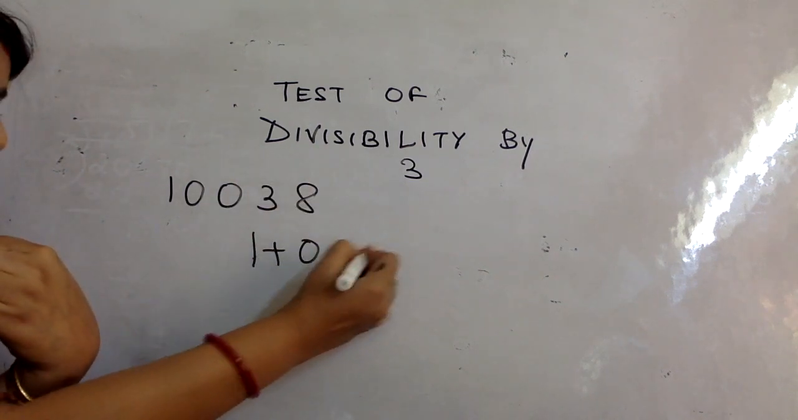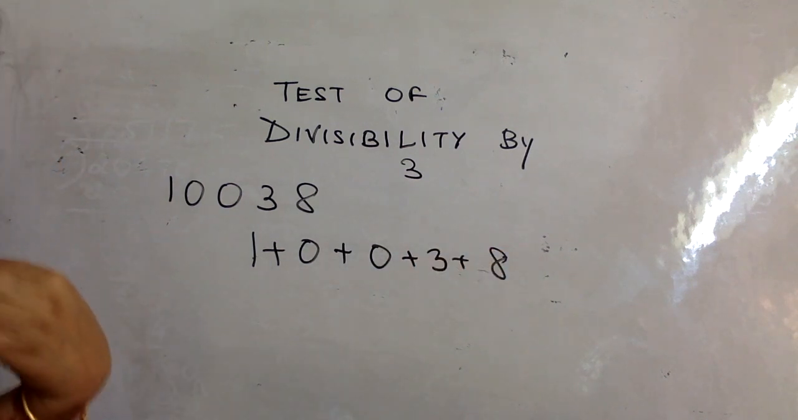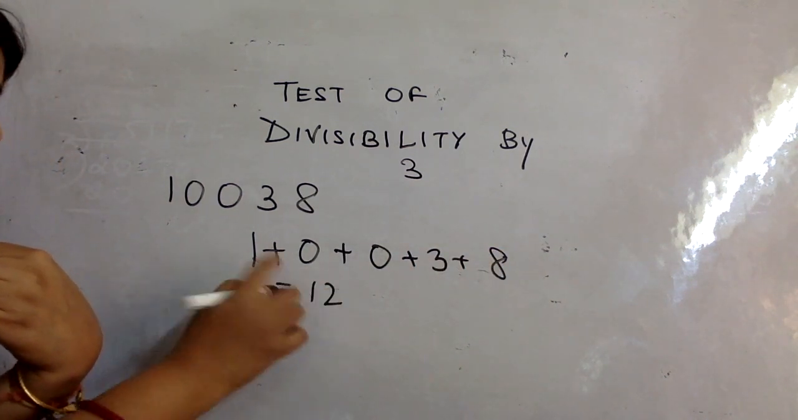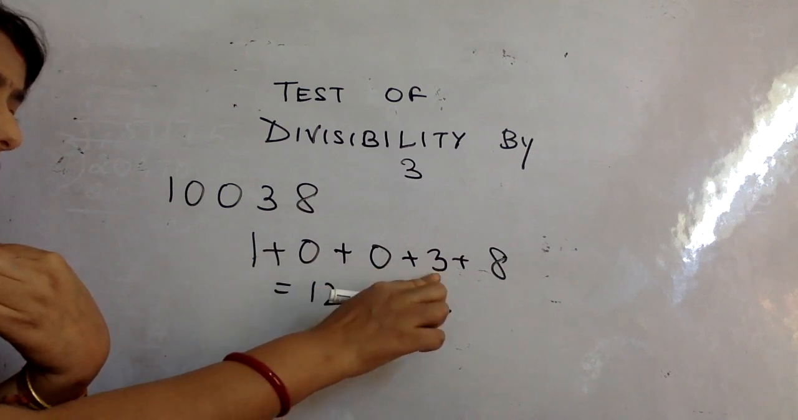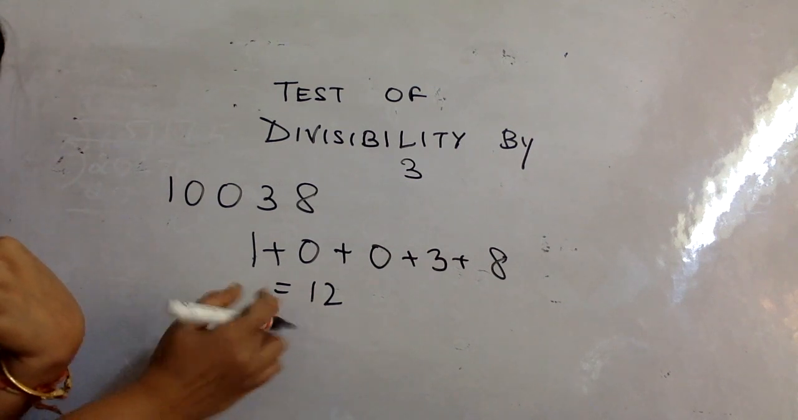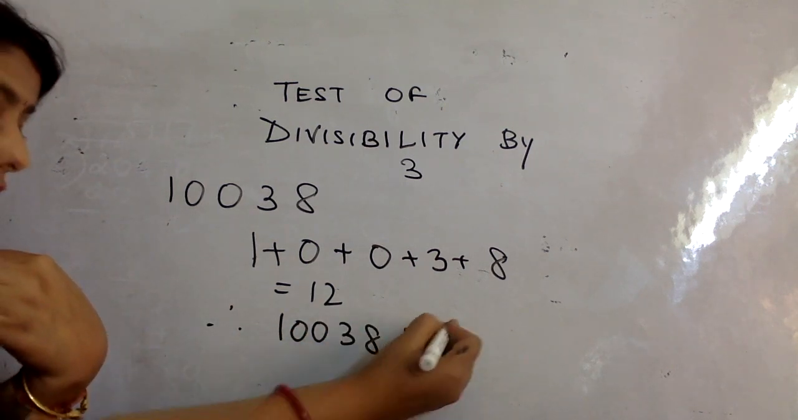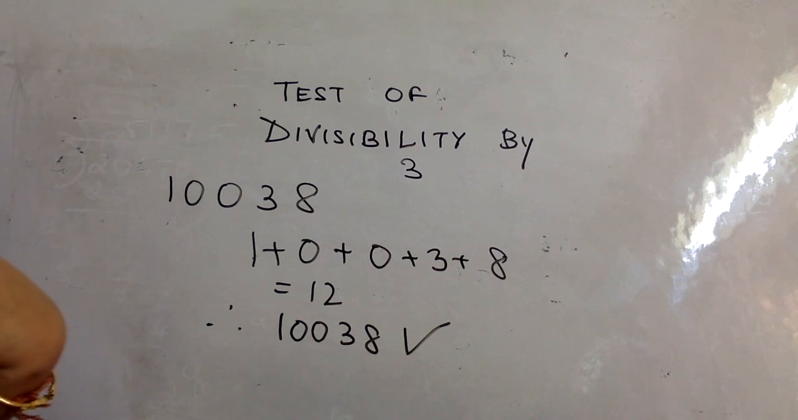So 1 plus 0 plus 0 plus 3, 4. 4 plus 8, 12. This gives us a 12. 12 is divisible by 3. Therefore, 10038 is also divisible by 3.